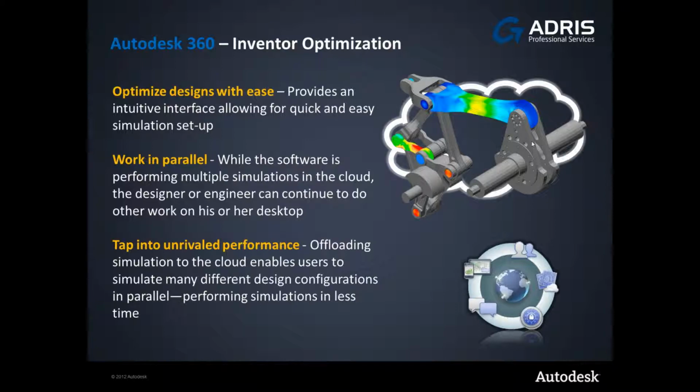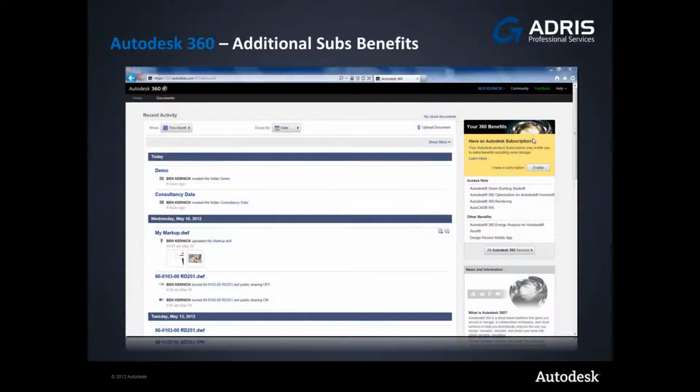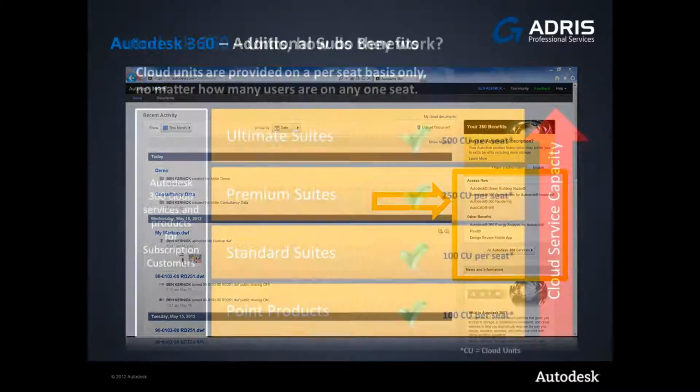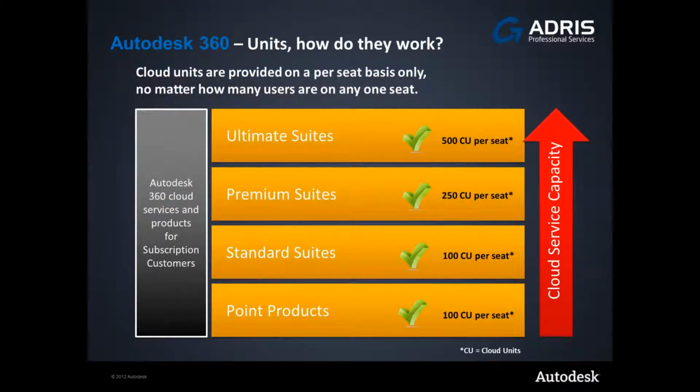In order to access the associated subscription benefits, after logging into cloud documents, access the link on the right-hand side of the interface. In order to use Inventor Optimization, you require a number of cloud units. And cloud units are provided on a per seat basis only, no matter how many units are on any one seat. Within the products, after logging into the cloud, we can quickly review our remaining units in order to clearly see what we have remaining within our allocation.